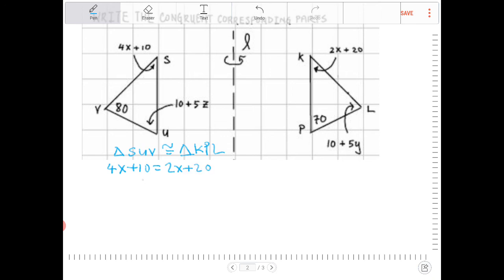Subtract 2x, subtract 10. I end up with 2x is equal to 10. Divide by 2, x will equal 5. U corresponds with P, so 10 plus 5z corresponds with 70. Subtract by 10, 5z will equal 60. Divide by 5, z will equal 12.